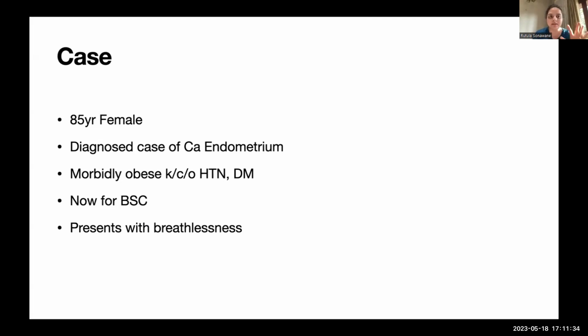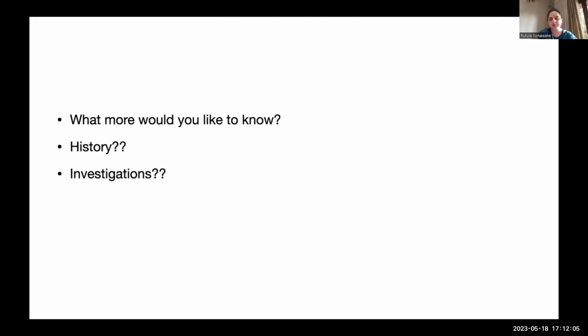So it's a case of an 85-year-old female who is a diagnosed case of CA endometrium. She is morbidly obese and a known hypertensive and diabetic. Now she's for best supportive care. Initially, she received 2 lines of chemotherapy and radiation as well, but it does not seem to have helped her a lot. Now she's currently presenting with breathlessness. Would you like to know anything more, any history or investigations?